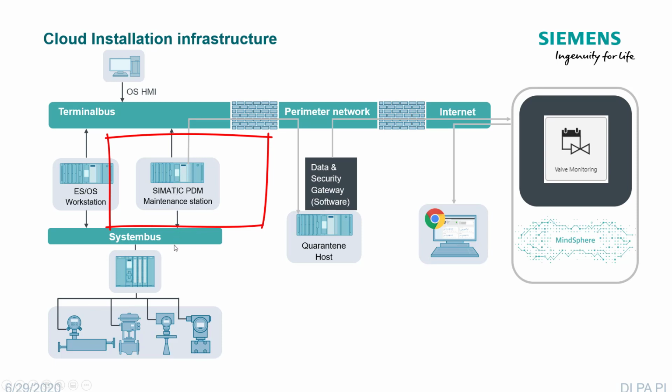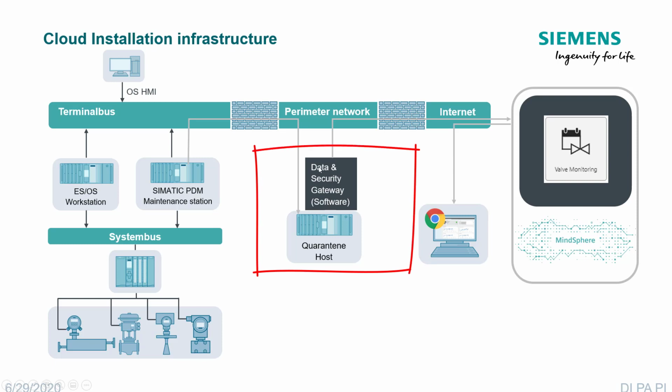And that will allow us to record the data from the PS2, in this case, on a timed basis. So once a day, it will pull out all of that trend data that we've already looked at with PDM, store it in here. It will send it to the cloud via another piece of software called Data and Security Gateway. And what this is doing is grabbing the logged files as an XML format and sending those securely to the MindSphere platform where the Valve app is hosted.